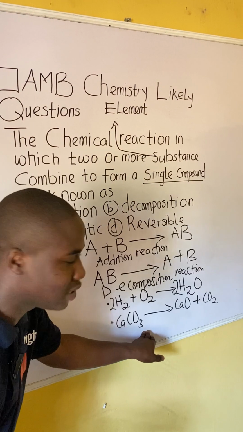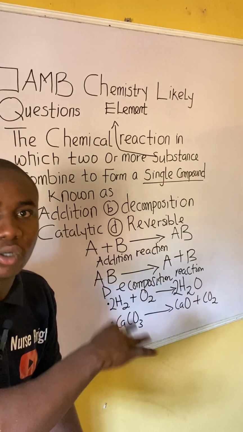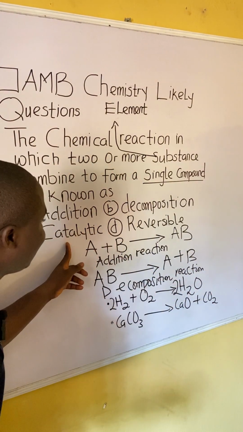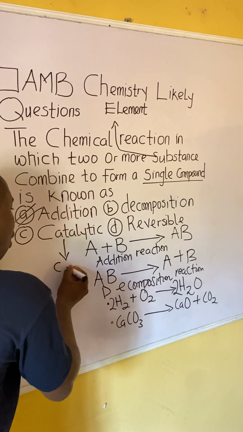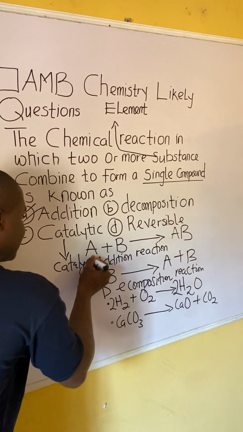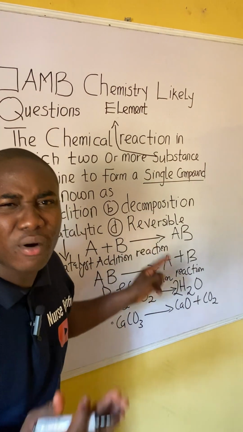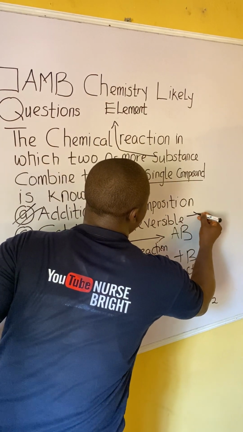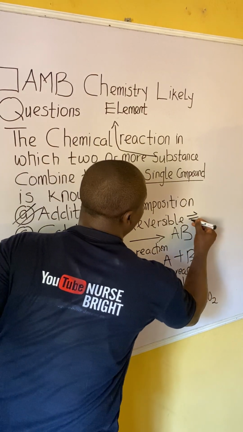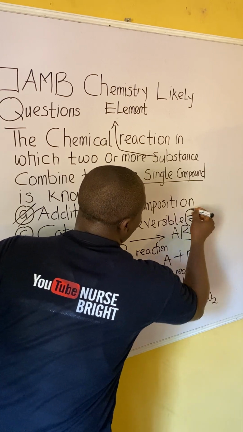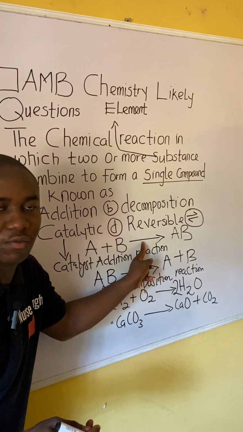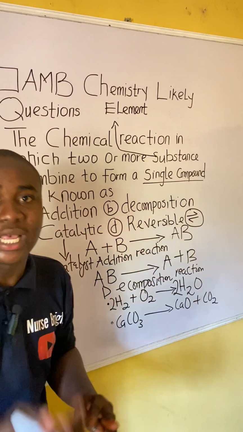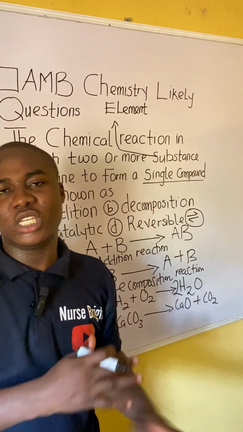So tell me what reaction is happening here, if it's actually addition, decomposition, catalytic, or reversible. Now, basically, catalytic reactions are powered by what we call a catalyst. For reversible reactions, they are reactions that have what we call a reversibility sign, a reaction that proceeds forward and also backward. So in a reversible reaction, we always see this sign in place of the normal arrow. So that tells us that reaction is reversible.